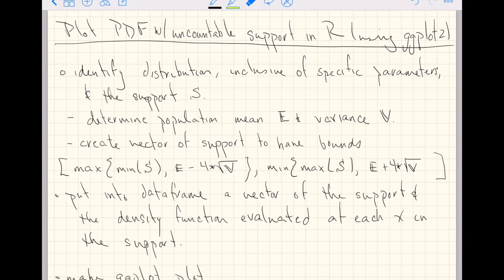Determine the population mean, let's call it capital E, and variance, capital V, of the distribution dependent on the specific parameters you have chosen. Since our computers are inherently finite, and yet the support for this distribution is uncountably infinite, we will have to represent the support for the distribution as a finite vector with some reasonable bounds on a computer.